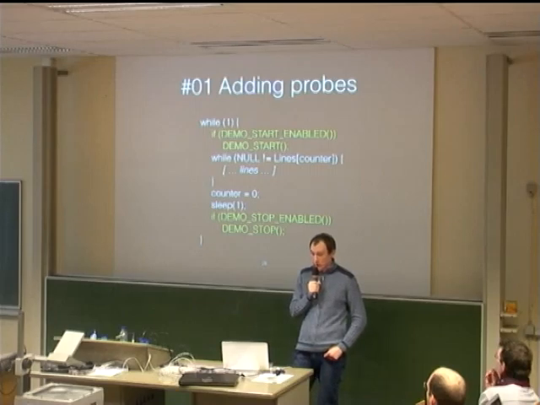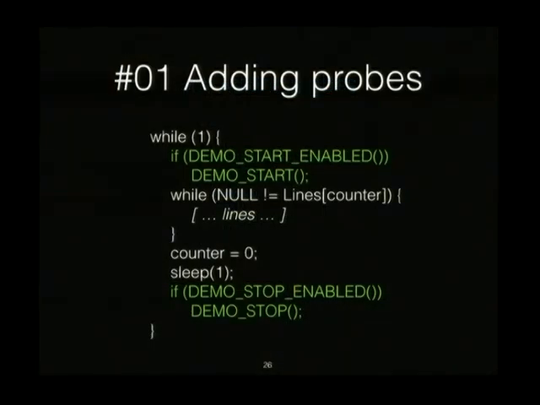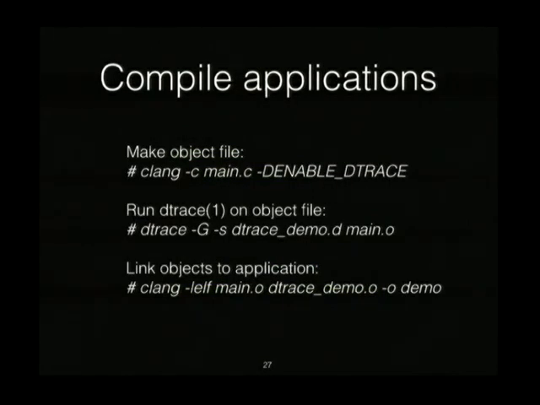After running the application, it generates some code which contains macros, demo start enable it, demo start, and demo stop enable it, and demo stop. Then you run and encode your code, and you will see when your function started and when it stopped execution. Compile applications differ by system.